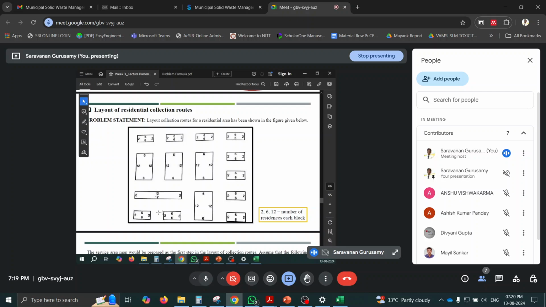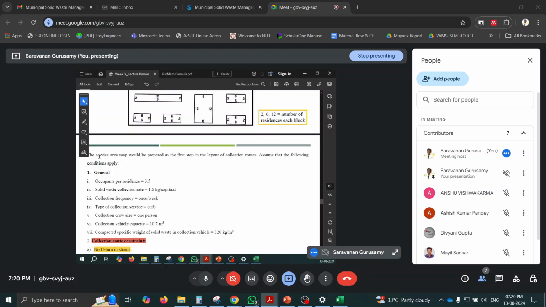So here we are given a problem: how to draw a route for this. You can consider this as a ward. Here we have different households or apartments. These are all blocks. Here 2 houses are there. In this apartment 6 houses are there. On this road 2 houses are there. On this side 6 houses are there. Like that, the number of houses or residents is given in each block.